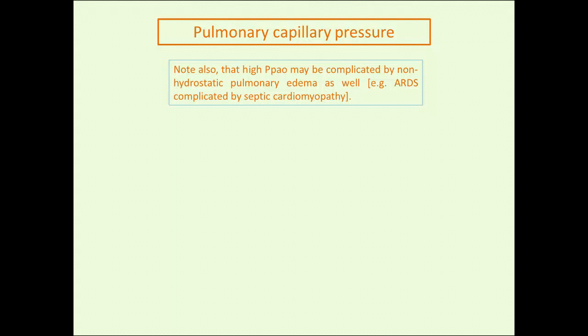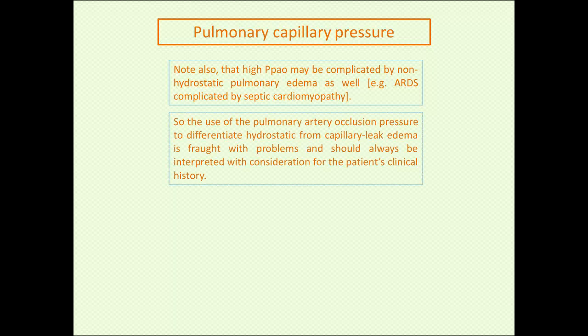The converse is true as well. A high pulmonary occlusion pressure can be complicated by non-hydrostatic pulmonary edema. So for example, a patient with ARDS complicated by a septic cardiomyopathy. The ARDS will be causing capillary leak syndrome, but at the same time, this patient may have a high pulmonary artery occlusion pressure as a result of their septic cardiomyopathy. So this is all just to illustrate that the use of the pulmonary artery occlusion pressure to differentiate hydrostatic from capillary leak edema is fraught with problems and should always be interpreted with consideration for the patient's clinical history.